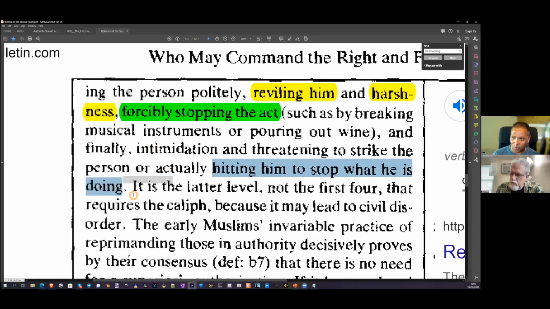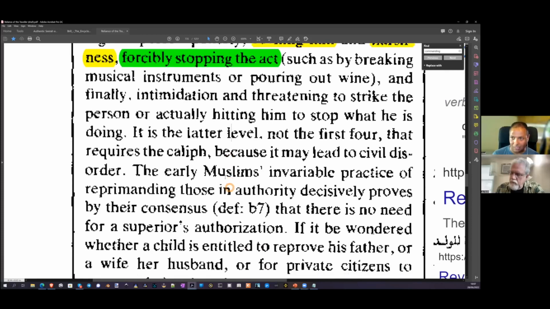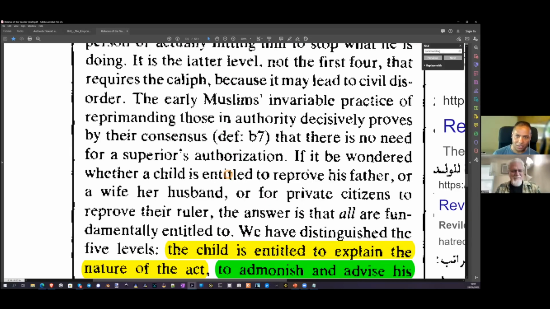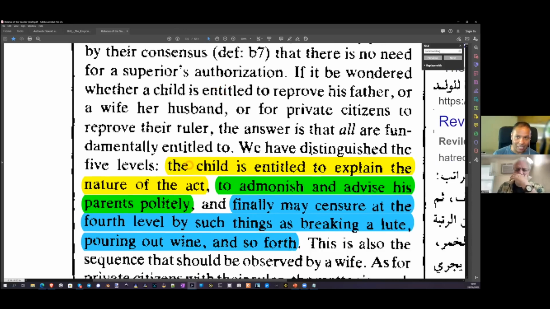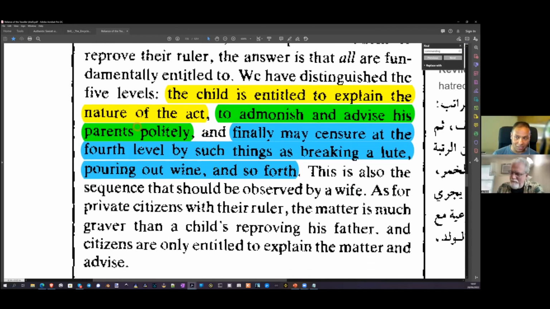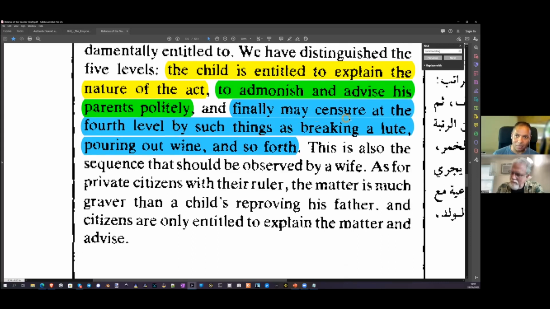Now, of course, as you know, when you hit someone, they just roll over and play dead. They don't hit back. Violence never escalates, fortunately. So now notice, a child is entitled to explain the nature of the act. He can admonish and advise his parents politely. And sometimes I think that this politely is within brackets. And finally, he may censure at the fourth level by such things as breaking a musical instrument, pouring out wine, and so forth. Understand, this is a very broad so forth.